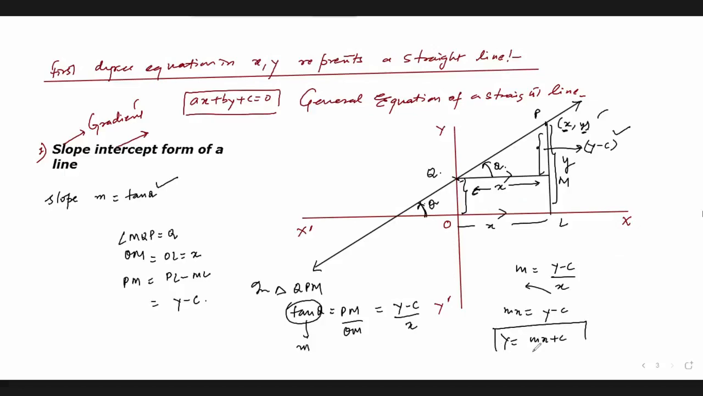So finally, I have got my slope intercept form, that is y equals mx plus c, where m is my slope and c is my y-intercept. As this form of a line contains slope and intercept, that's why it is called the slope-intercept form.